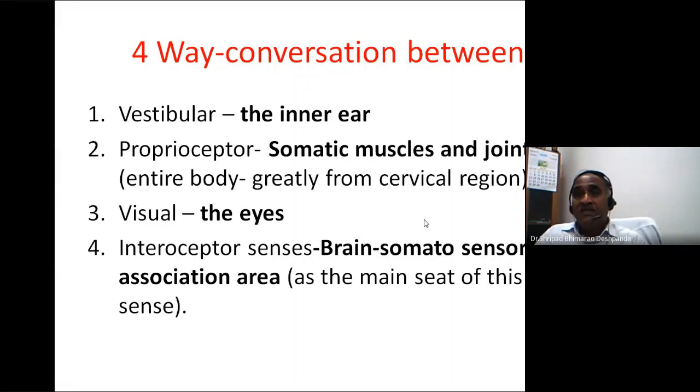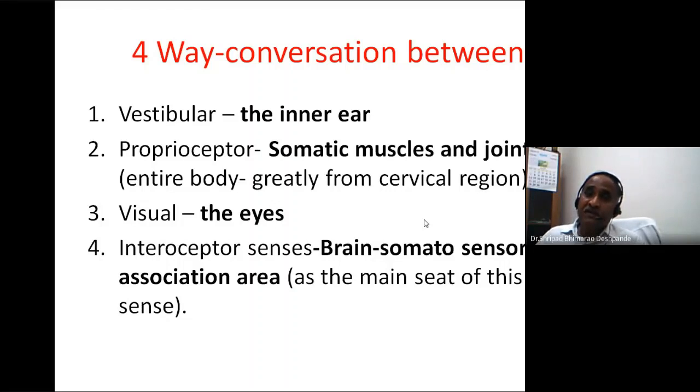They will be sending inputs through the spinocerebellar tracts, going to the crossed or uncrossed cerebellar spaces, especially those going to the vermis or the vestibular nucleus. From there they communicate to the vestibular nucleus and to the red nucleus. They will try to govern the entire body, the body positioning. So that is the proprioceptor.